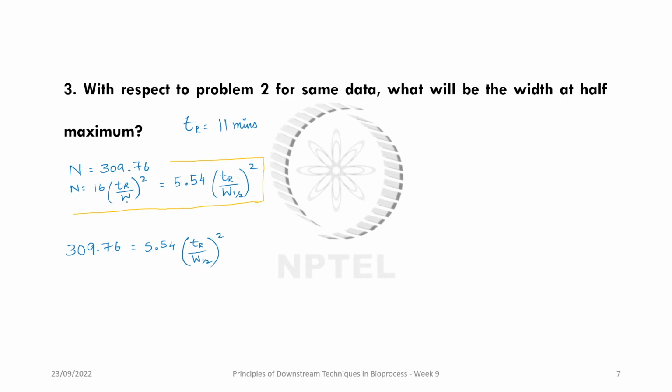Of course, you can use that formula I just told. If W is equal to 4 sigma, W half is equal to 2.35 sigma. What is the relation between these two? W half by W is equal to 2.35 sigma by 4 sigma, correct? Which would be 2.35 divided by 4, 0.5875.